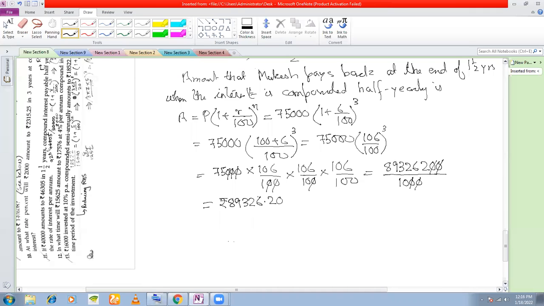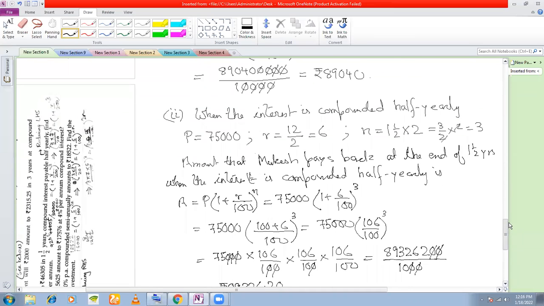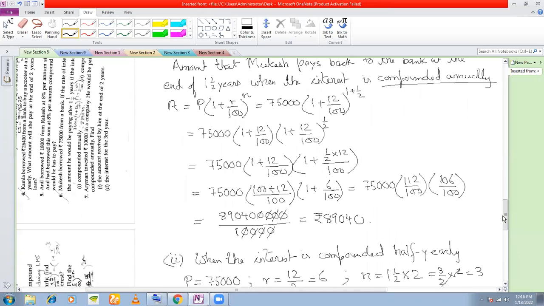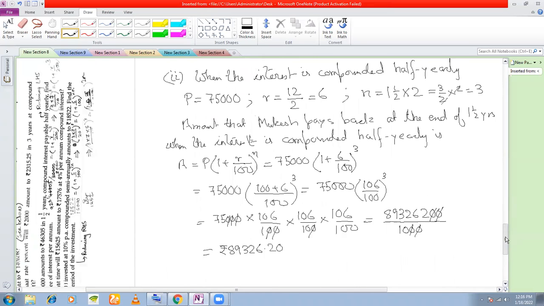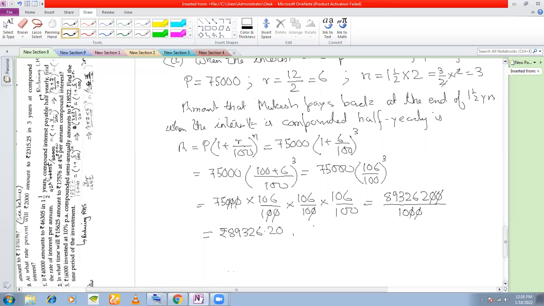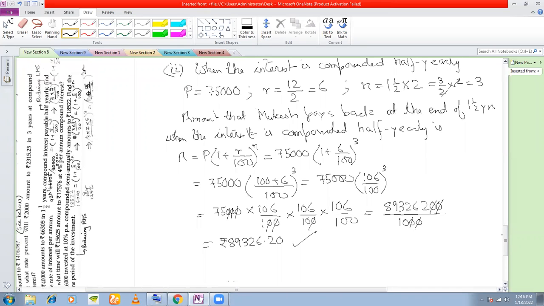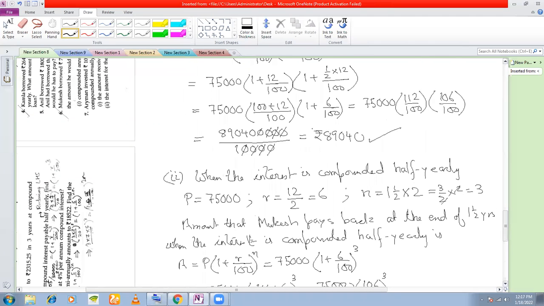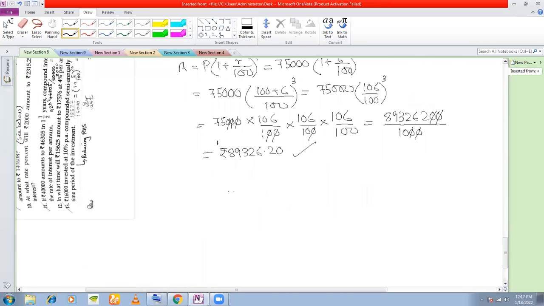and 20 paisa. Now my question to you, if Mukesh is borrowing the amount from bank 1 and he's paying back an amount of 89,050, and if he's paying this back to the second bank, then which bank should he opt for? Should he opt for the first bank or the second bank? Which one? Tell me. In the first bank, he's paying 89,040. In the second bank, he's paying back 89,326. So which bank is better? Which bank should he opt for?